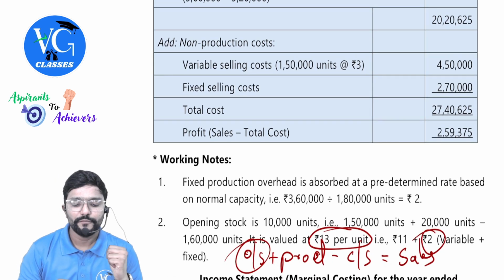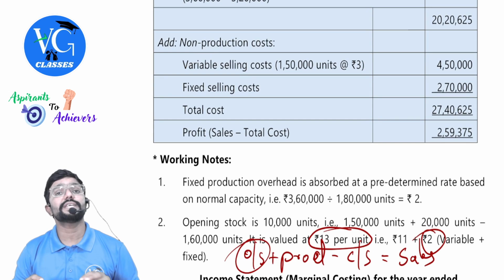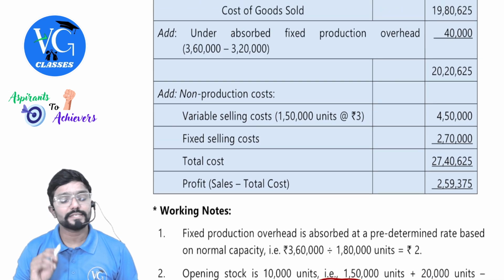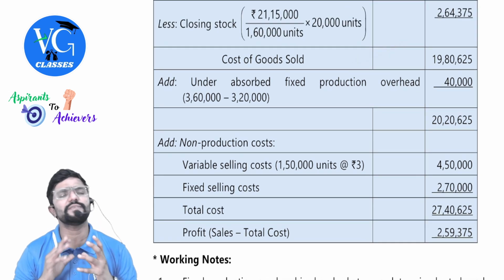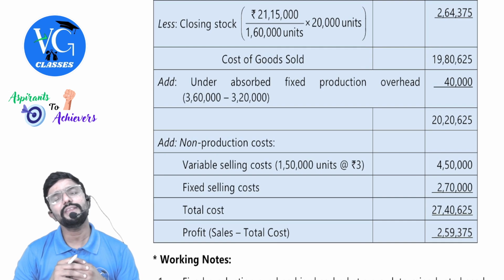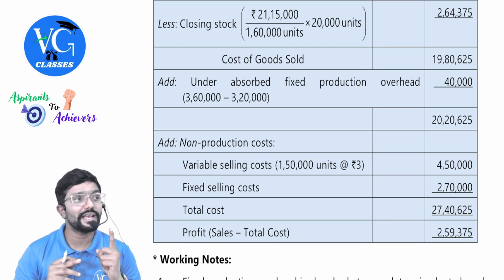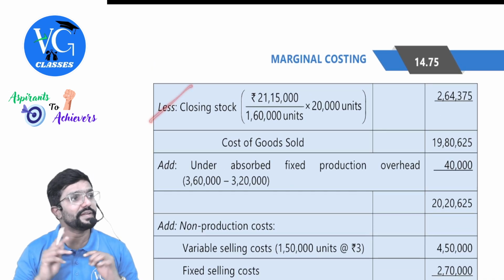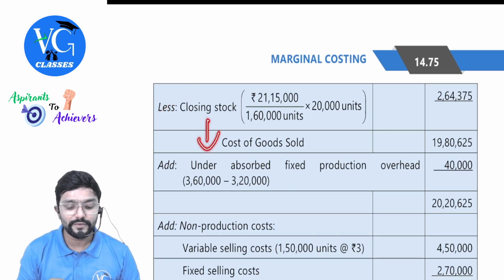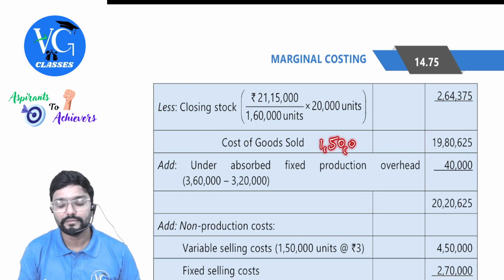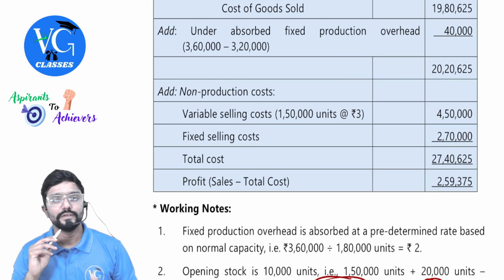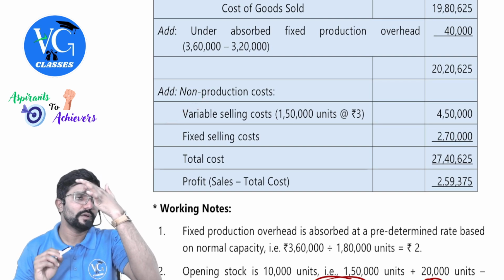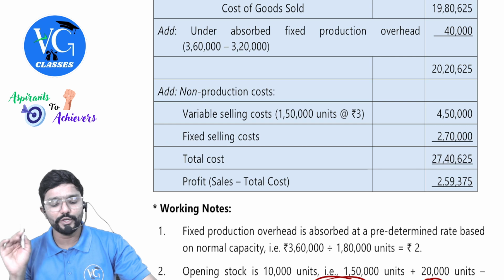Non-manufacturing expenses. Variable selling cost. How many units I have sold? 150. Guys, come on. Now tell me this 20, 26, 25 or even 1980 is for how many units? 150. Please be careful. I have already adjusted opening and closing stock. Anything which comes after that, this figure is for how many units? 150. Please be careful. So selling expenses also should be for units sold. 1 lakh 50 into 3.